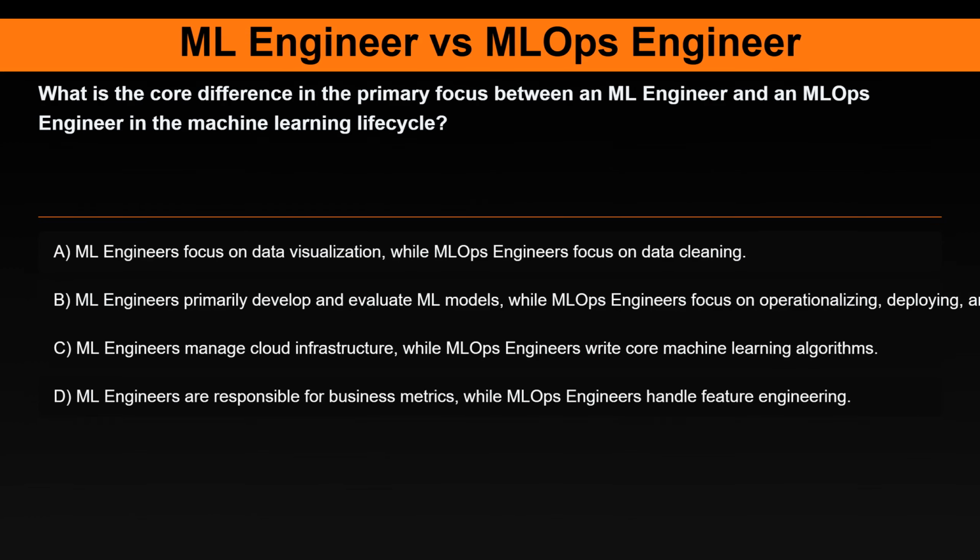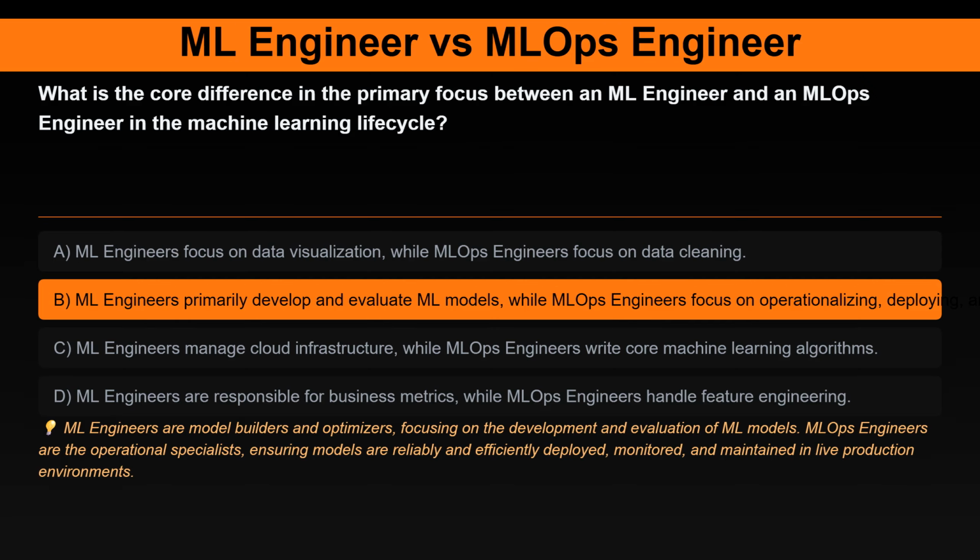Question 10. What is the core difference in the primary focus between an ML engineer and an MLOps engineer in the machine learning lifecycle? Option A. ML engineers focus on data visualization, while MLOps engineers focus on data cleaning. Option B. ML engineers primarily develop and evaluate ML models, while MLOps engineers focus on operationalizing, deploying, and monitoring these models in production. Option C. ML engineers manage cloud infrastructure, while MLOps engineers write core machine learning algorithms. Option D. ML engineers are responsible for business metrics, while MLOps engineers handle feature engineering.